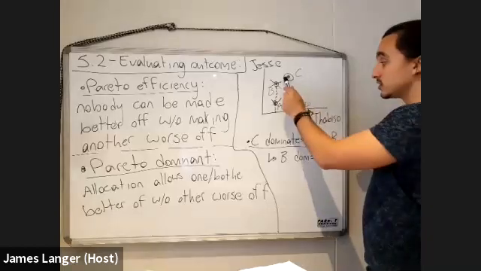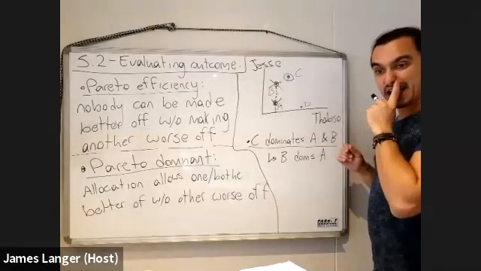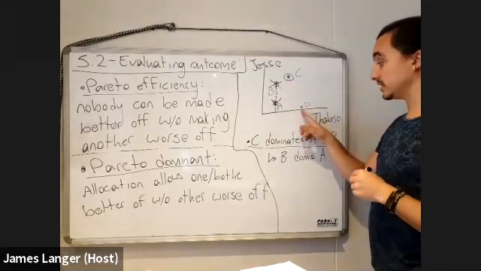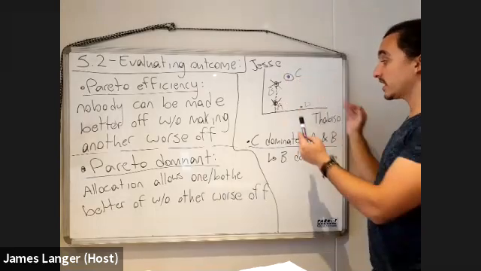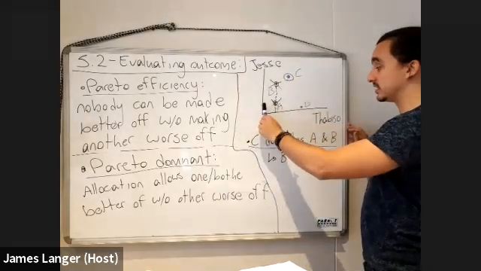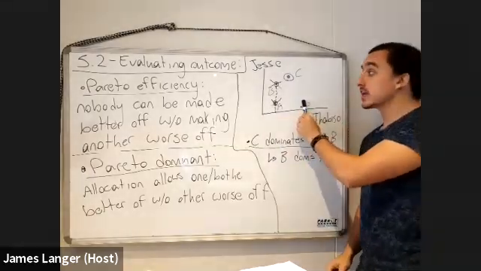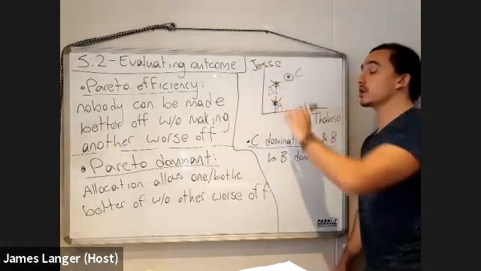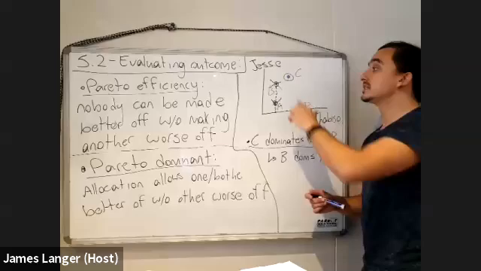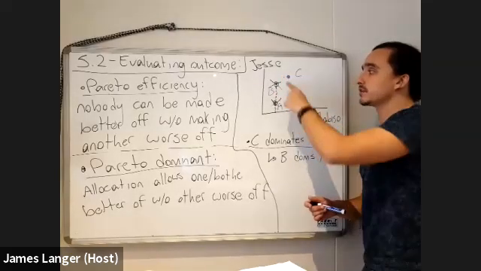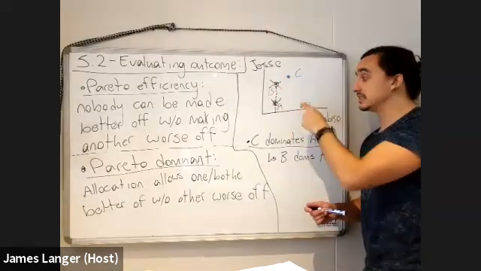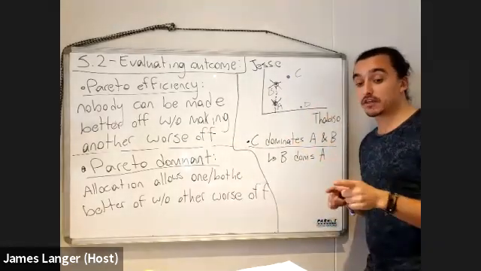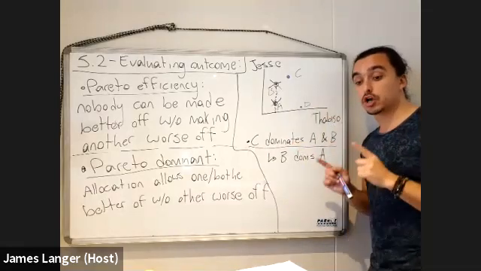Does C dominate D? And the answer is C does not dominate D, because to go from C to D, we're going to have to give up a lot of Jesse so that Tabiso can have more. Likewise, if we want to go from D to C, we're going to have to give up some of Tabiso in order for Jesse to win. So what we see here is we have two Pareto efficient points, C and D, because at both of these points, we can't move from one to the other without making someone else worse off.